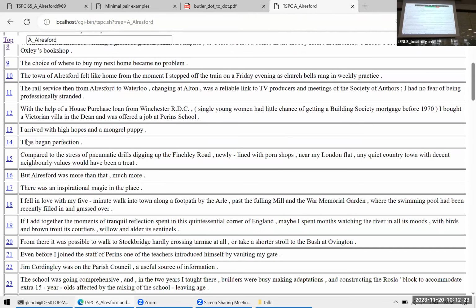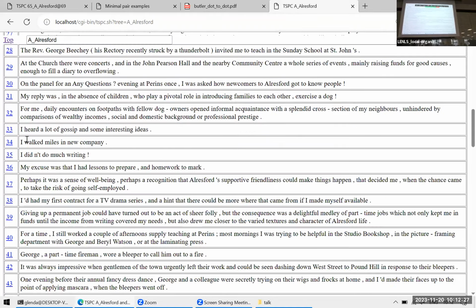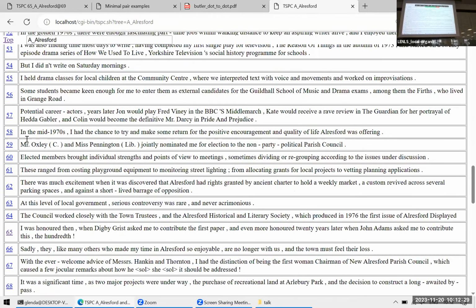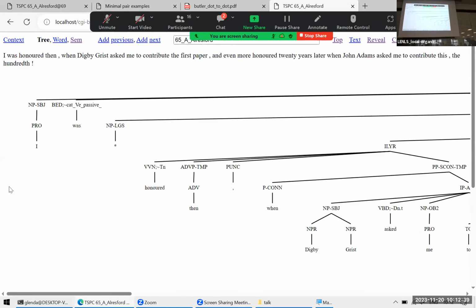I did have an example. 65. Here we are. So I mean, this is real life data. So this is the reality. This is not John Smythe's. And this is what you have to contend with.